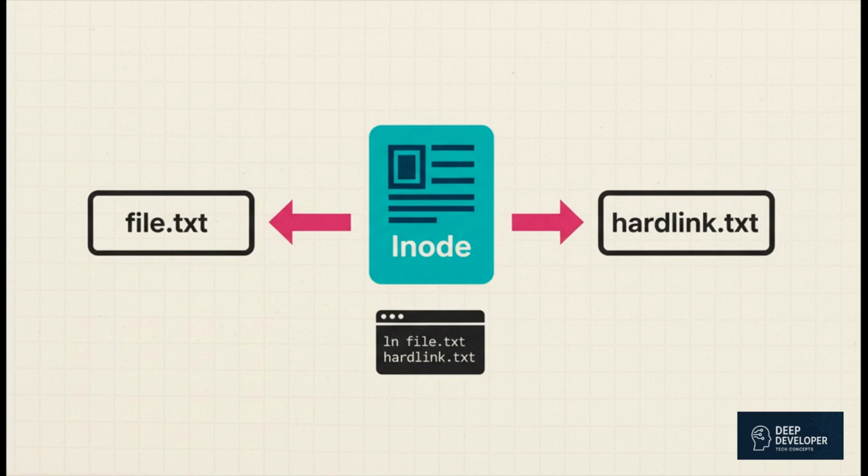Okay, so with that in mind, what happens when you create a hard link? You type in the command ln file.txt hardlink.txt. Now you might think you're copying the file, but you're not. Not at all. All you're doing is slapping a second label, hardlink.txt, onto that exact same inode.